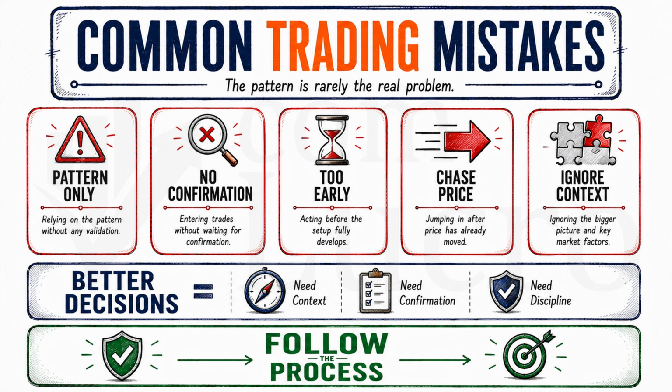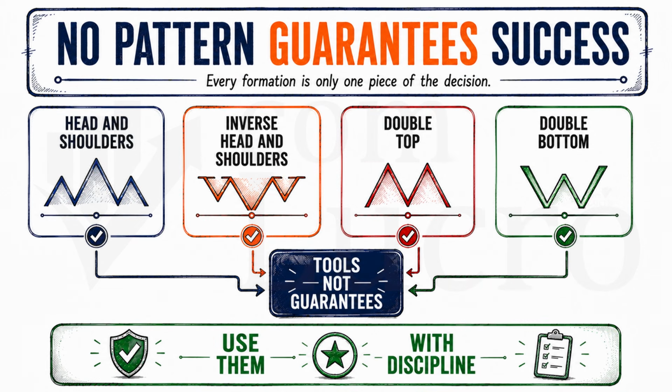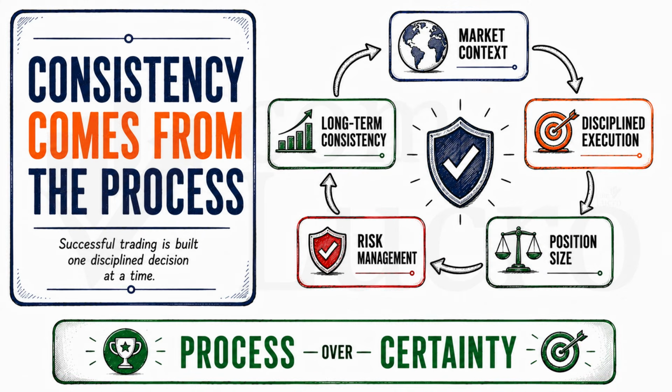Traders should evaluate higher timeframe structure, support and resistance, volatility, volume, and relevant economic events. Clear rules should define whether confirmation requires a candle close, a retest, momentum, volume expansion, or alignment with the broader trend. The head and shoulders, inverse head and shoulders, double top, and double bottom can all reveal changes in the balance between buyers and sellers, but no chart pattern or trading system can guarantee success. Trading should be approached as a series of risk-managed opportunities, not a search for certainty. Long-term consistency comes from combining these patterns with market context, disciplined execution, proper position sizing, and a clear plan for managing risk.